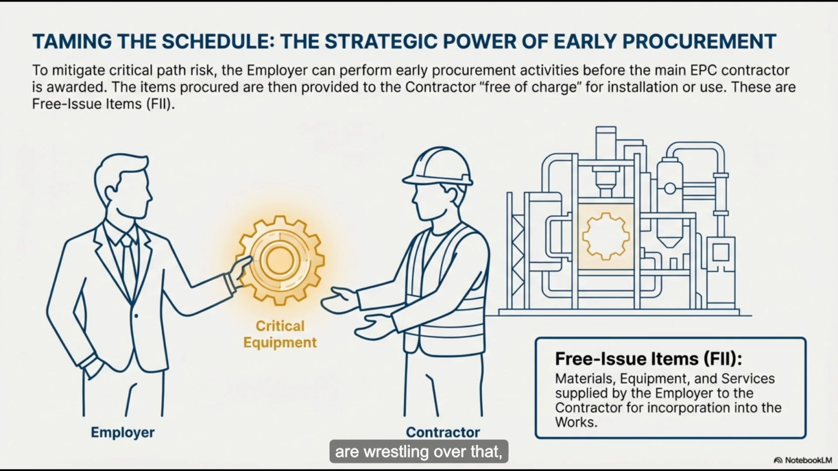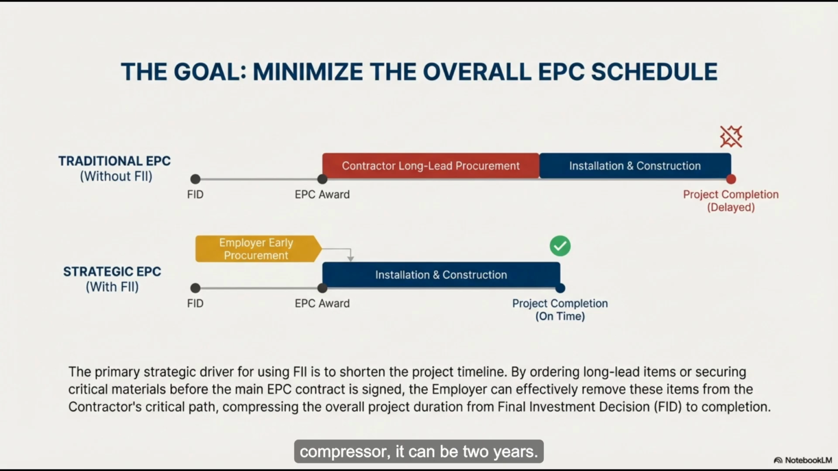But while the lawyers are wrestling over that, the clock on your construction deadline is already ticking, and the lead times for major equipment are just getting longer and longer. How long are we talking? For some specialized items, like a huge compressor, it can be 2 years. Yes. So if you wait until the contractor is officially signed on to order that compressor, you might find out the factory is booked solid. And your whole project is dead in the water before you've even poured a drop of concrete.